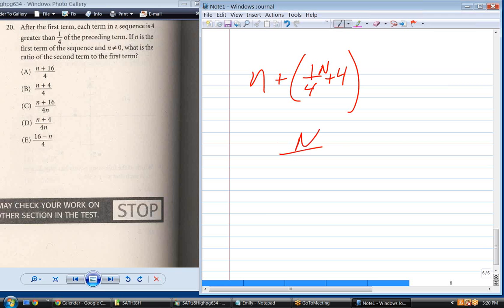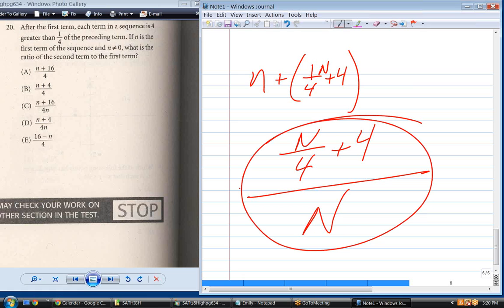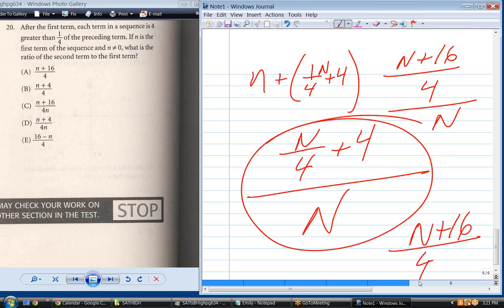Again, you're way ahead of me. So you did this math already? Yeah, I guess. Well, what's the numerator? The numerator is n plus 16 over 4. The denominator is n. So now I have n plus 16 over 4n. That's the answer. That's C.